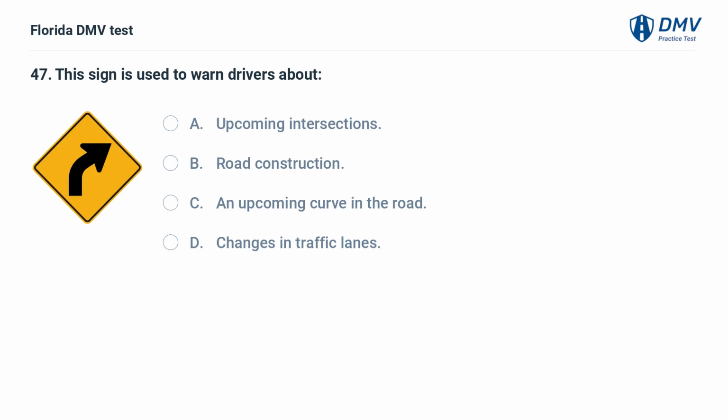This sign is used to warn drivers about A. Upcoming intersections. B. Road construction. C. An upcoming curve in the road. D. Changes in traffic lanes. C. An upcoming curve in the road. This sign indicates that the road ahead curves to the right.